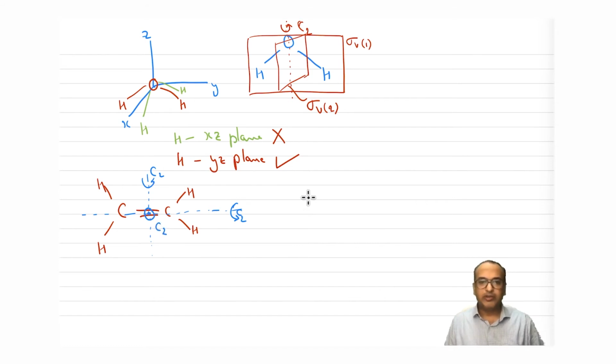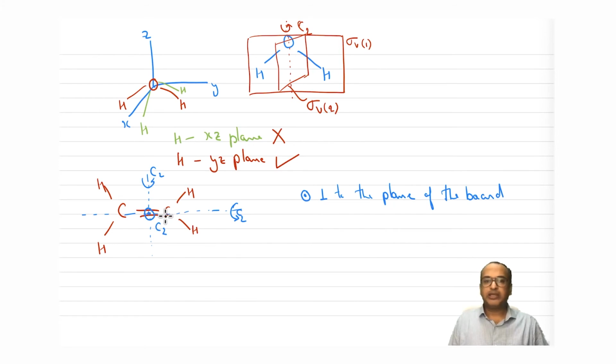I'm drawing anything which is perpendicular to the plane of the board like this, so that it is clear. All through I'm going to use this notation for any axis which is perpendicular to the plane: we'll be drawing a circle and then a point. Okay, so now we have three axes. Which one will be the principal axis? The principal axis by definition will be the highest order axis passing through the highest number of bonds. So that means this right here is my principal axis, right?